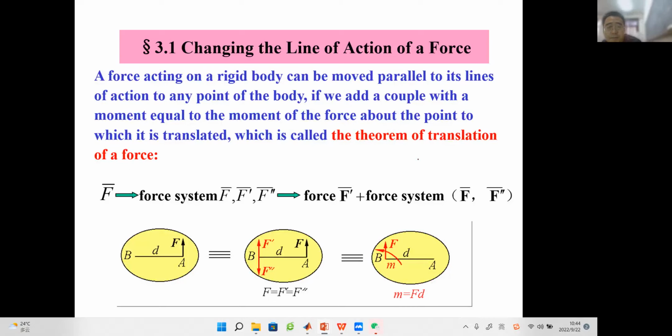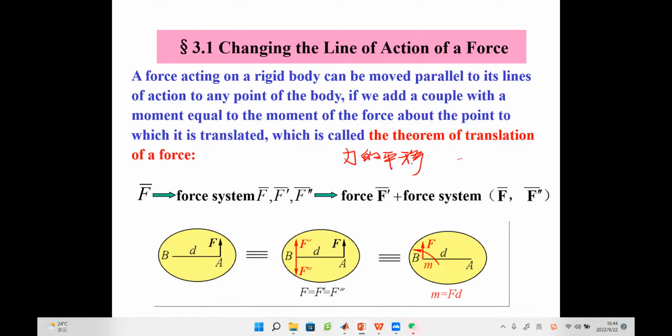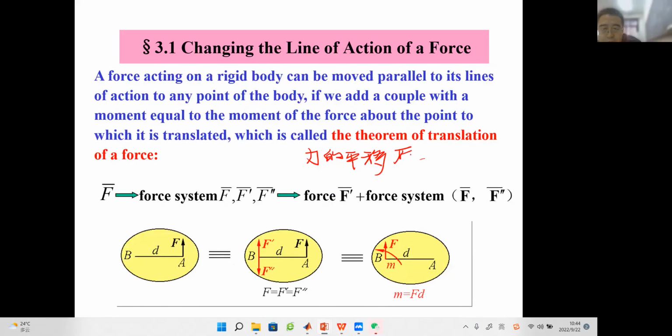Actually, we can use Chinese. Translation means 平移. The principal theorem we call 平移原理 or 平移定理, you know? So if we want to translate this F from A to B, we only need two steps. Step one, at point B we give this, I'm sorry.